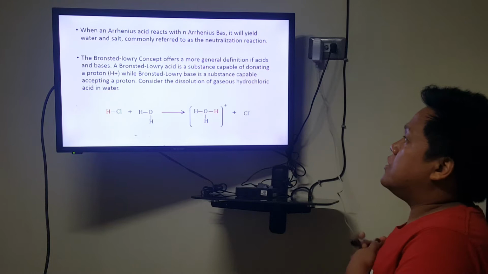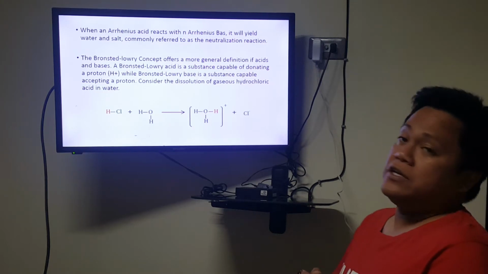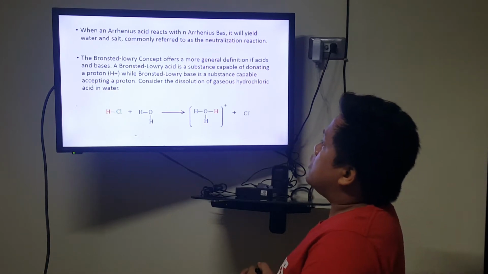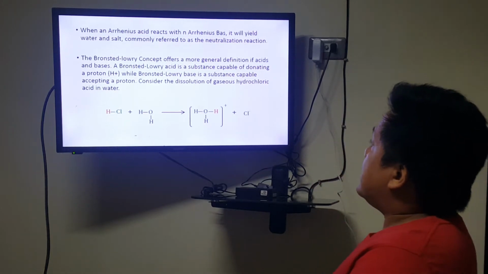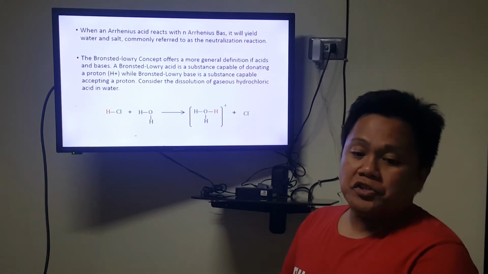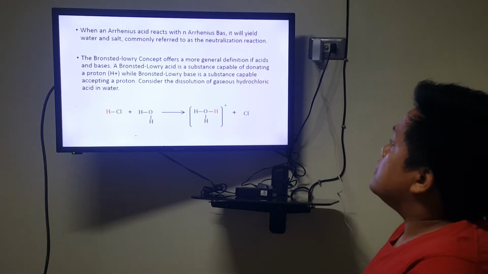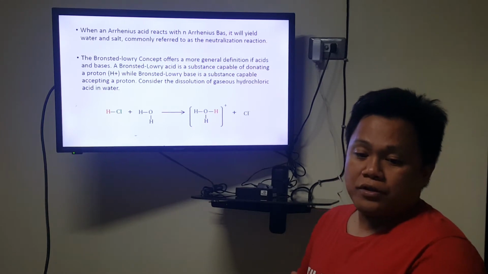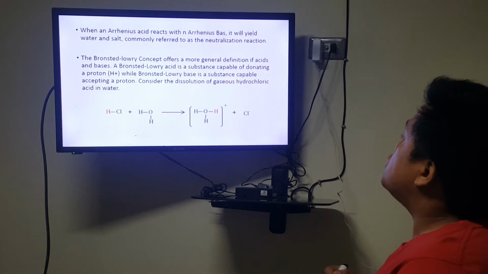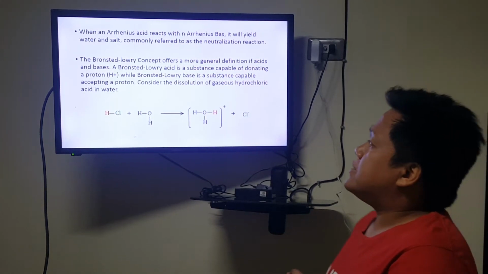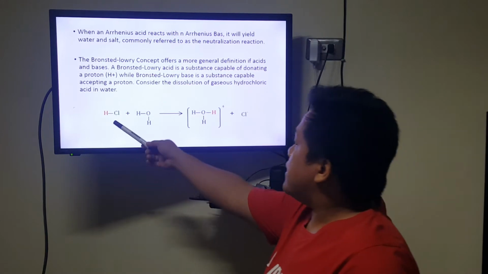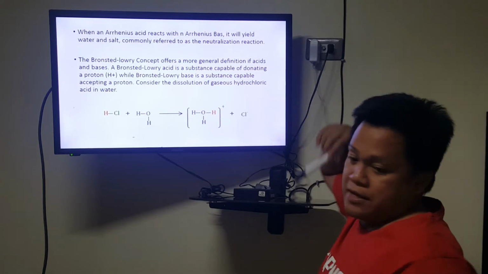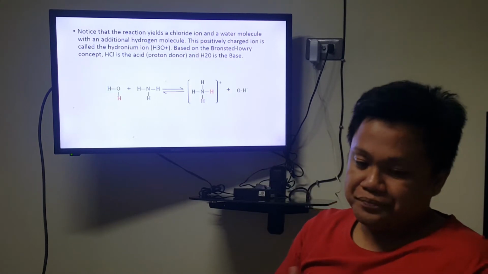The Bronsted-Lowry concept offers a more general definition of acids and bases. A Bronsted-Lowry acid is a substance capable of donating a proton, H+, while a Bronsted-Lowry base is a substance capable of accepting a proton. Consider the dissolution of gaseous hydrochloric acid in water. So this one is the hydrogen and the chloride, now it's hydrogen and oxygen. So this is how it goes.